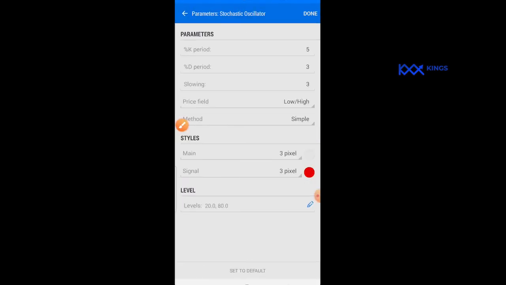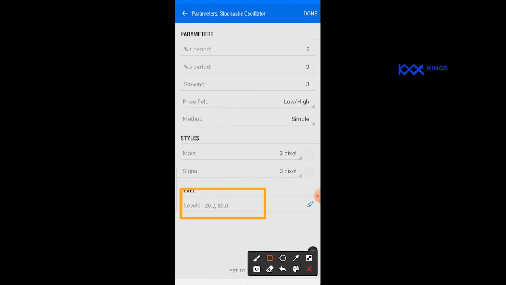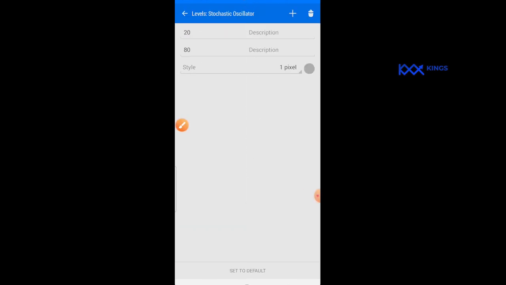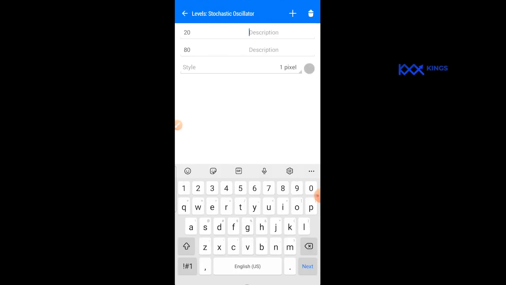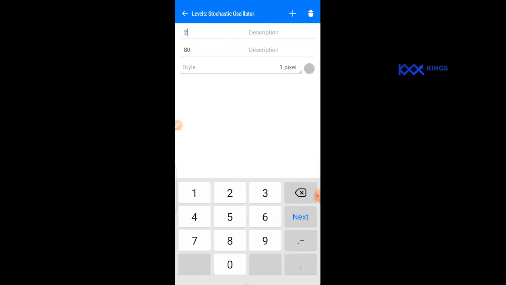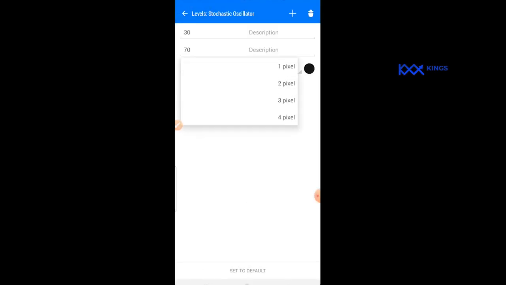So I will change this to white, change this one also to white. The only thing you are going to also change here is the levels. We have level 20 and 80 here by default, so we are going to change it to level 30, and here we change it to 70. Then we change the color to dark and increase the pixels to 4 pixels.